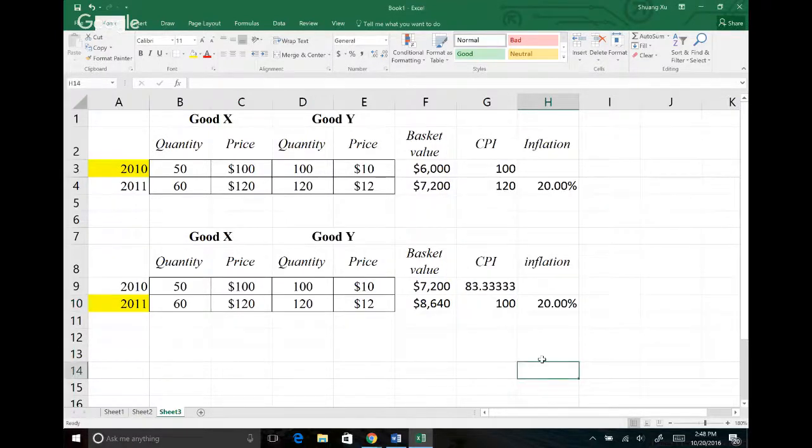All right. Everybody got it? So it doesn't matter which is the base year. Now your basket value and CPI will be different, but the end result, the inflation, will be all the same. Doesn't matter which is the base year. Okay. Does anybody have any questions right now? No questions?